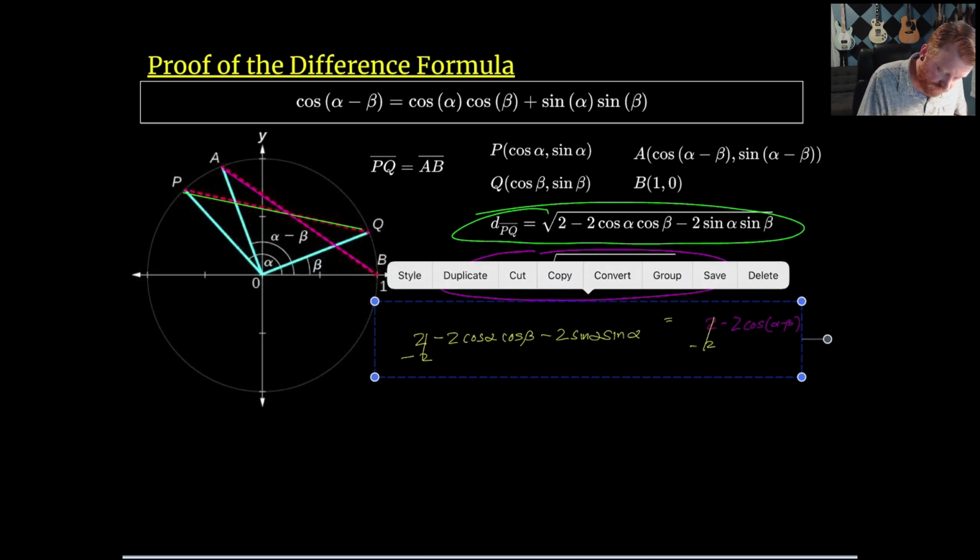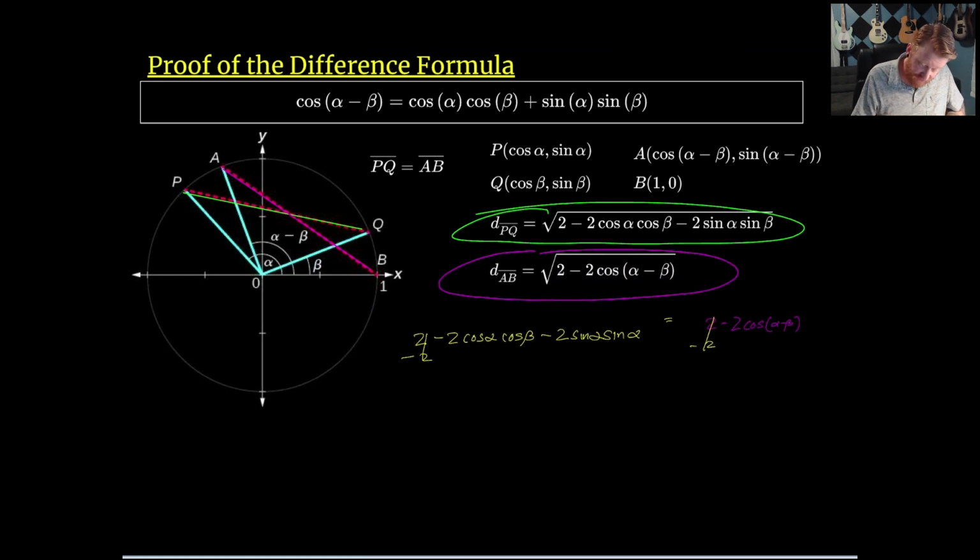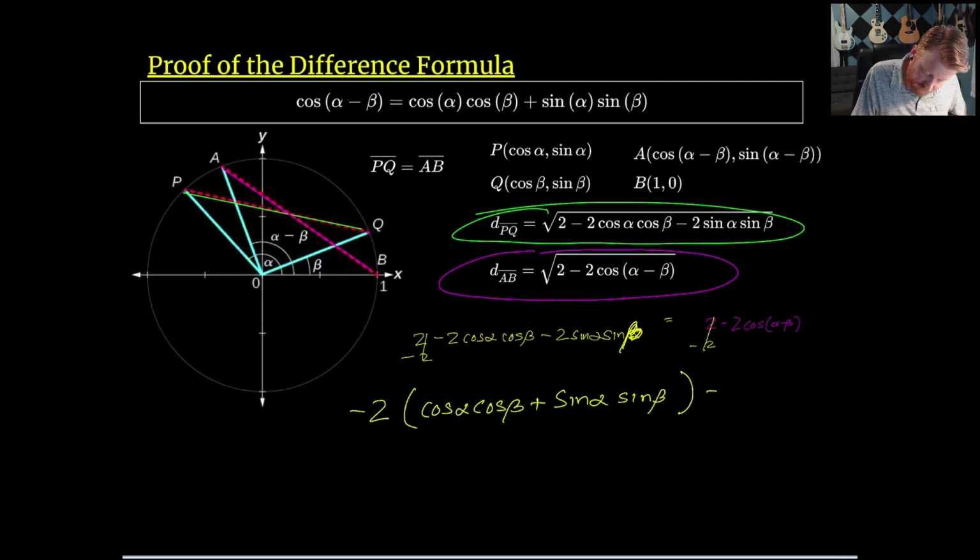Okay, I've subtracted 2 from both sides. Let me factor out a negative 2 from the left-hand side. So I get negative 2 cosine alpha cosine beta plus sine alpha sine, that should have been a beta the whole time, sorry, sine beta is equal to negative 2 cosine alpha minus beta.